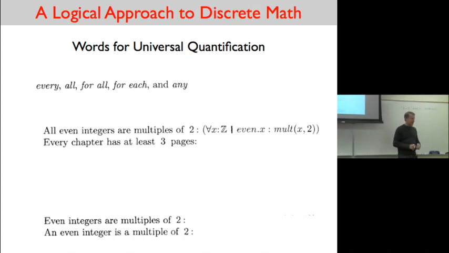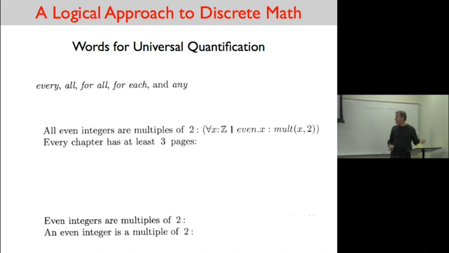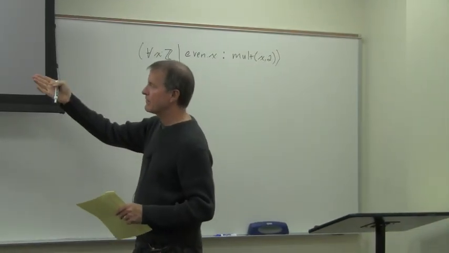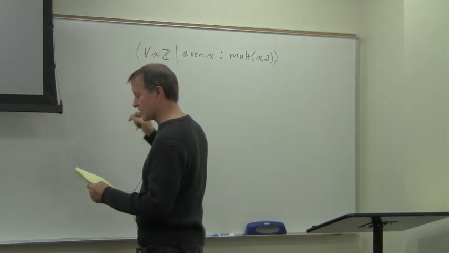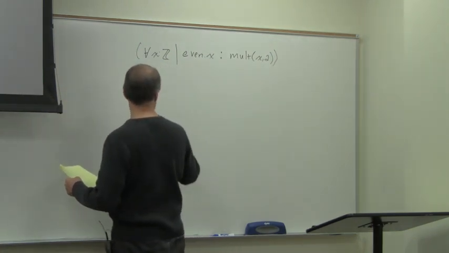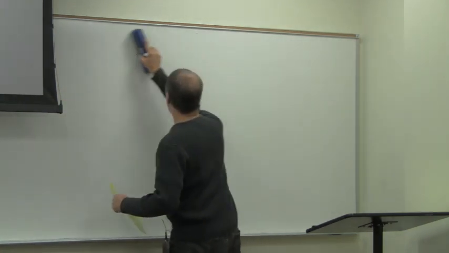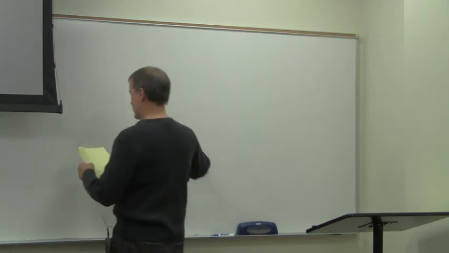Every chapter has at least 3 pages. Okay, so we're going to need some more. For all. Yeah, hold on. Before we do this, I'm going to have to give you some predicates that you can use, like a chapter and pages and stuff like that. So here's another list for you to use in this example.